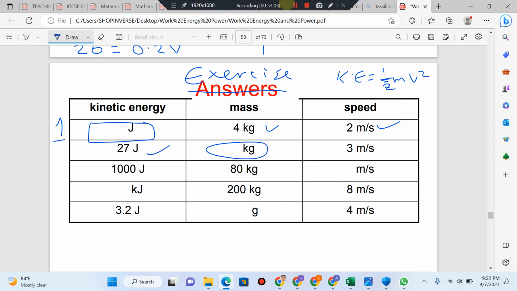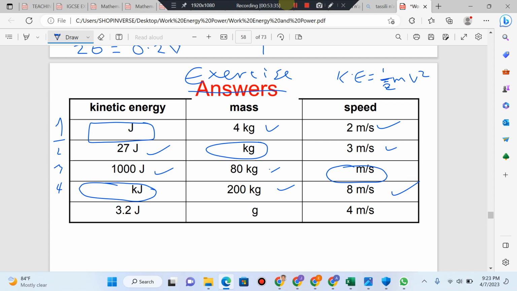Okay, the second question, you have to calculate the mass. You have the kinetic energy, you have the speed. The third question, of course, you calculate the speed. You are given the mass, you are given the kinetic energy. Question number 4, the only thing you have to do is convert the kinetic energy that you get, just express it in kilojoules. That's all. You have the mass, you have the speed. When you get your kinetic energy, convert it to kilojoules by dividing by 1000.